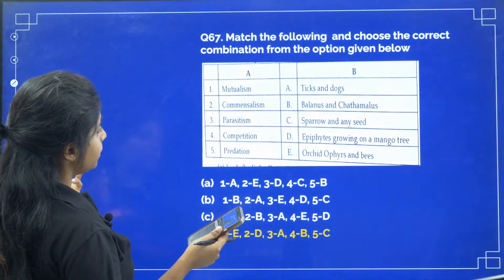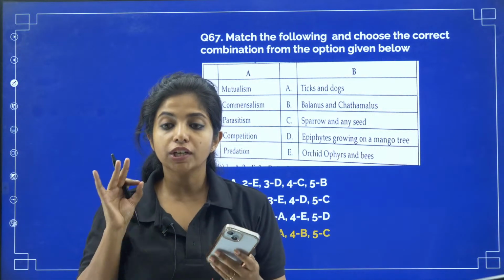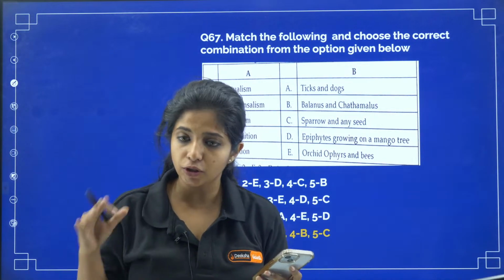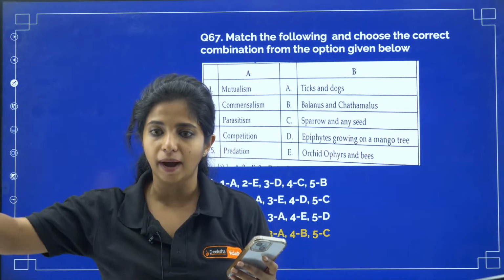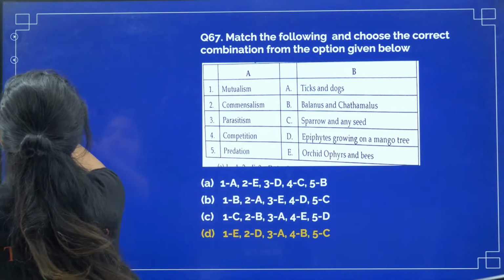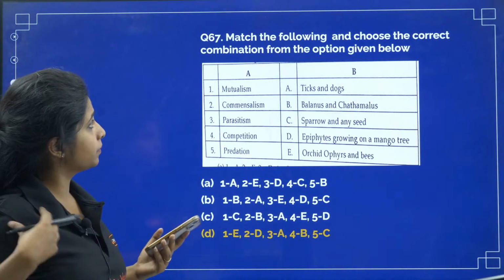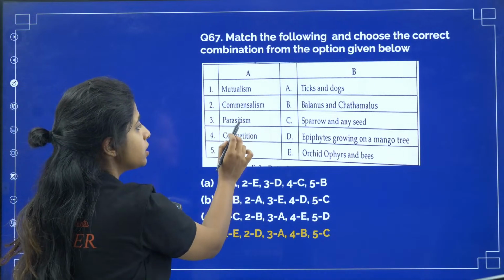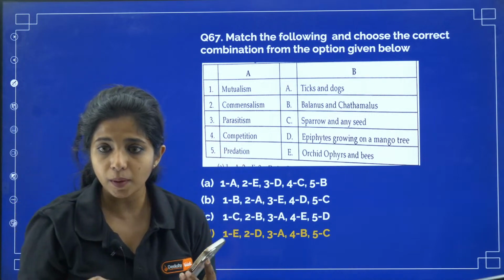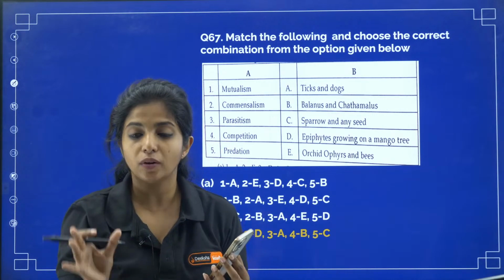Now, next chapter, organism and population. So, children, I have taken first the high weighted chapters of 12th, then we will go to 11th, then we will do the practical questions. Okay, that is our plan. So, over here, match the following. You have mutualism, commensalism, parasitism, competition, predation. Always remember, commensalism is the easiest to find out.